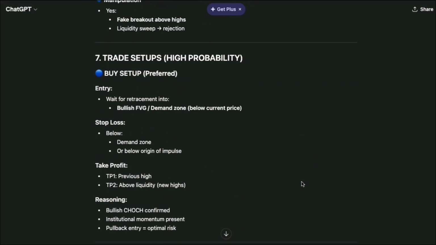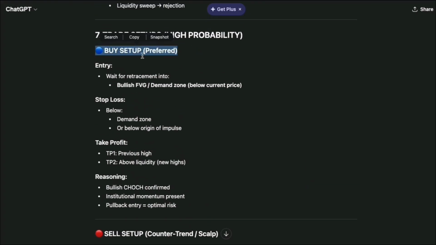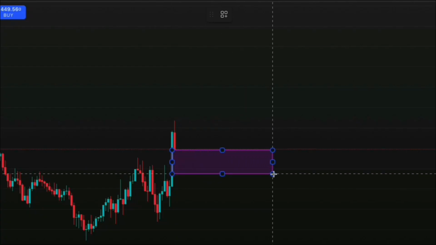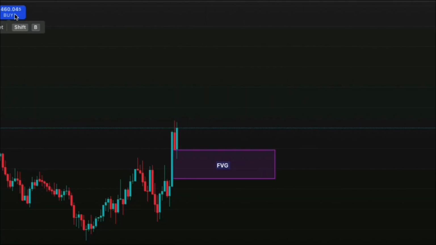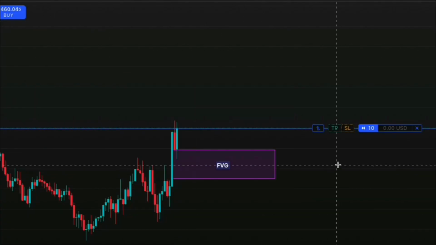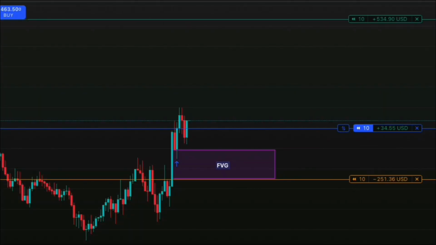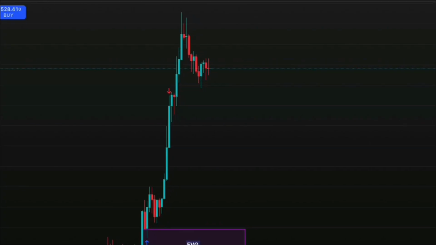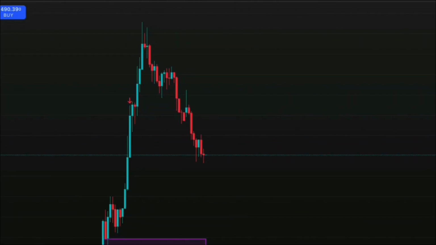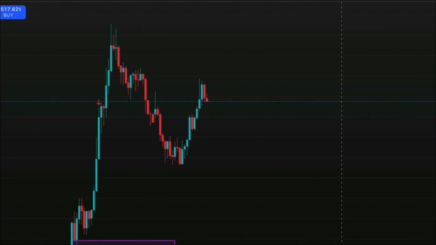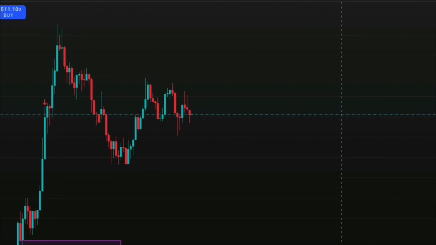We pick the best probability setup, enter the trade, and once again, the trade plays out beautifully. So that's how you can generate structured, professional trade setups using ChatGPT and one powerful prompt.